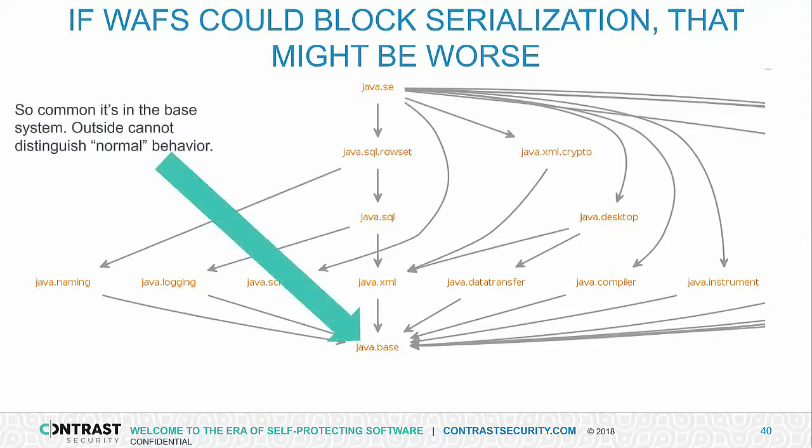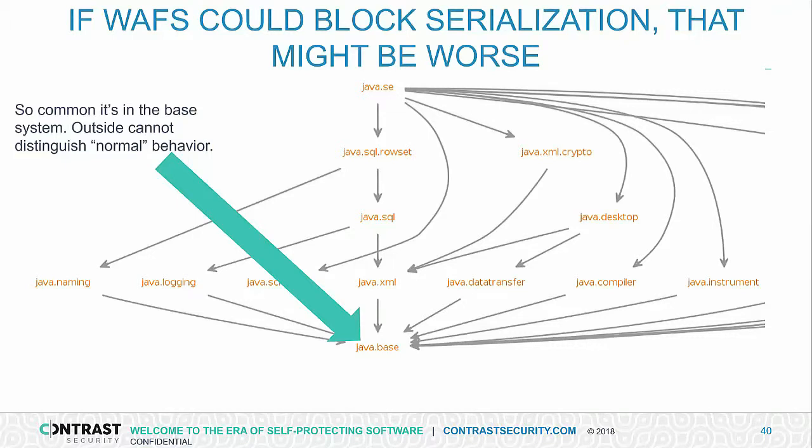The issue is that serialization and deserialization is so common inside of things like Java that it's down all the way inside of the java.base system of the JDK9 modularity system. So if you go and start blocking deserialization from the outside, where you can't distinguish what's normal behavior and what's not, you're going to have a significant level of compatibility impact on each application, or you won't know when you'll have that level of compatibility impact. So now you're going to just do something weird in the application and create unexpected behavior.